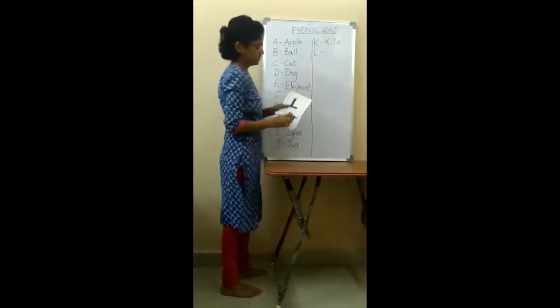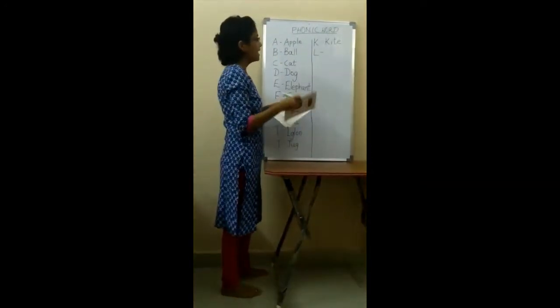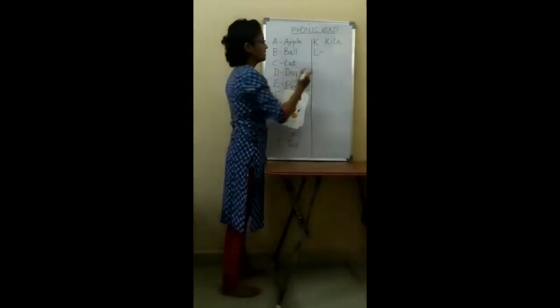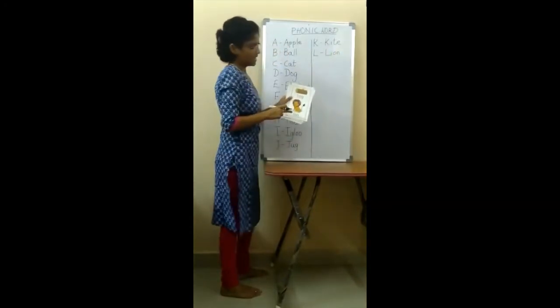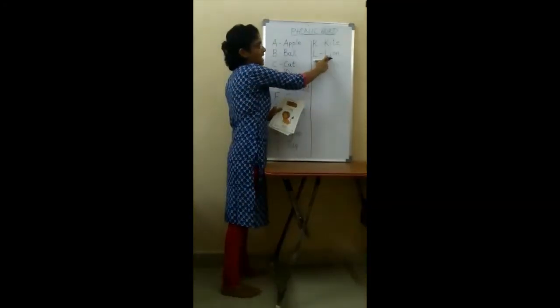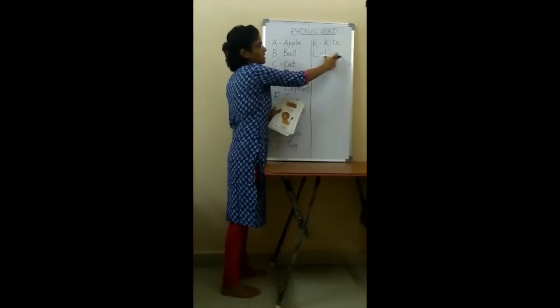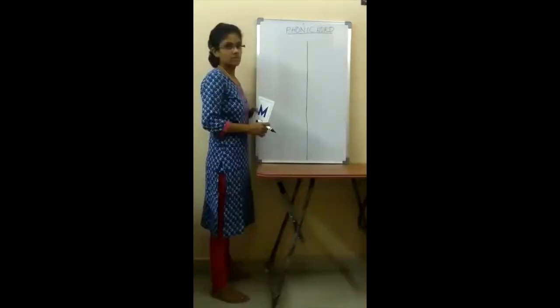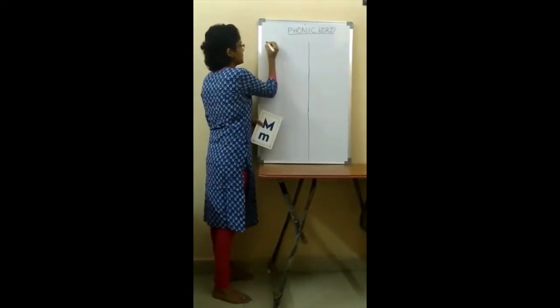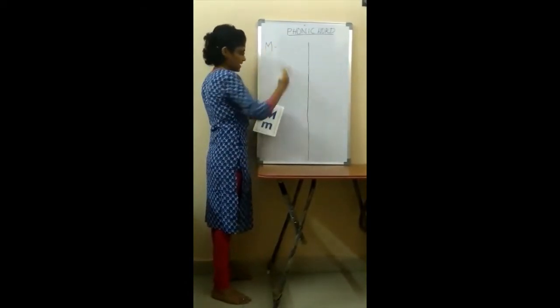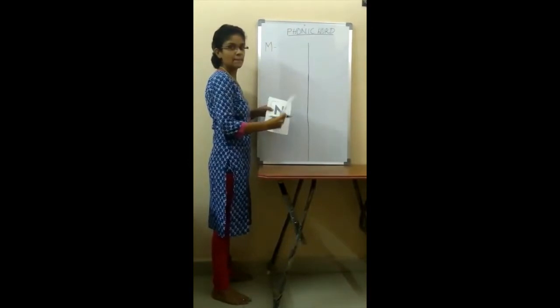L. L for lion. L I O N, lion. The next letter is M.